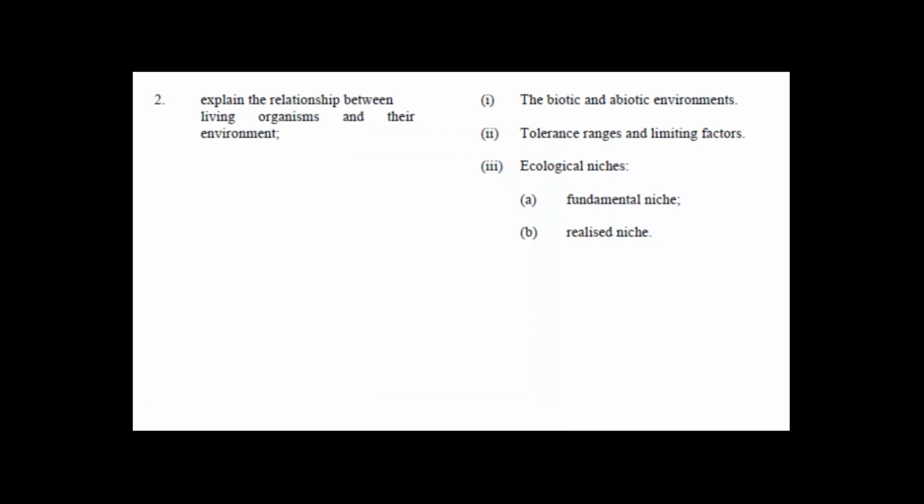So, what's the objective we're looking at in this class? And the answer is the relationship between living organisms and their environment. We've got to look at biotic and abiotic environments, tolerance ranges and limiting factors, and ecological niches. And we're going to look at what is called a fundamental niche and a realized niche. So, what are biotic and abiotic factors?